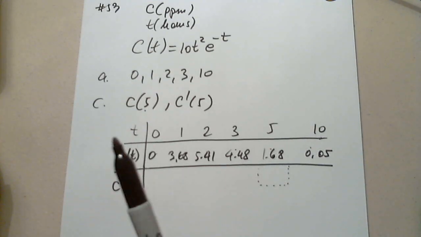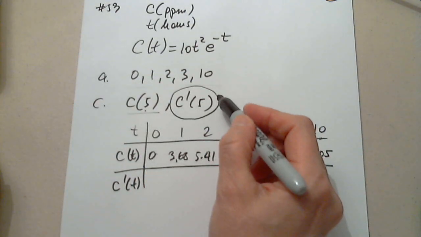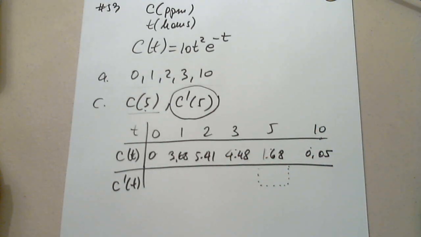Now they're asking us, so this is very clear, but they're asking us to find C prime of 5. What should I do in order to find C prime of 5? What do I have to determine first? In order to find C prime of 5, I have to find what first? What's C prime? Exactly. I have to find C prime of t. Absolutely. Good.